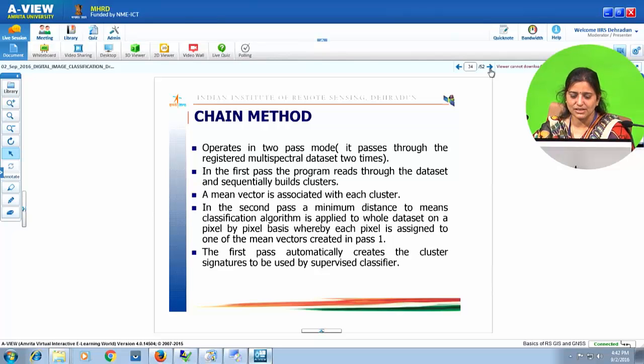A mean vector is associated with each cluster. In the second pass, a minimum distance to means classification algorithm is applied to the whole dataset on a pixel by pixel basis, where each pixel is assigned to one of the mean vectors created in pass 1. The first pass automatically creates the cluster signatures to be used by the supervised classifier.